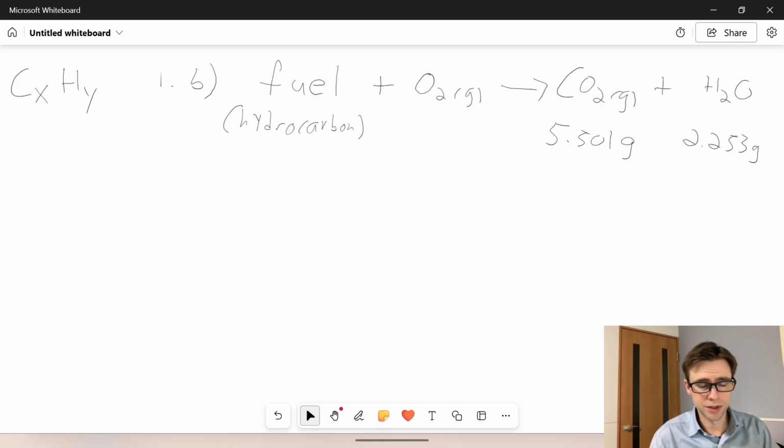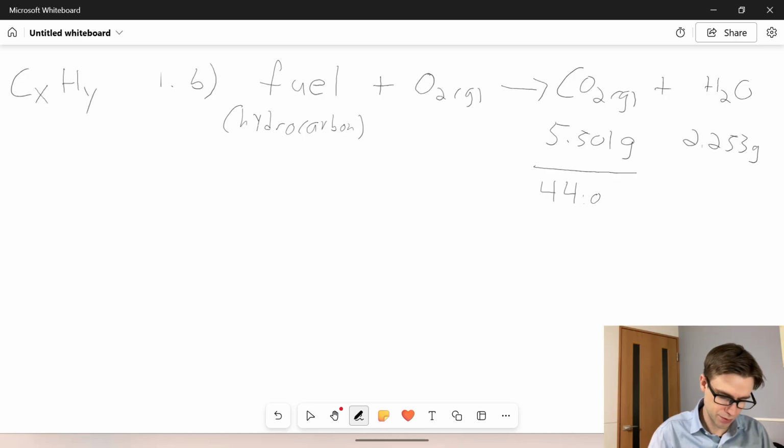But if this is the first time you're seeing this kind of question, it can be really hard to start. But just do what you can do, right? You have masses, you have chemical formula of two products here, CO2 and H2O, so immediately convert those into moles. So 5.501 gram, we will divide that by the molar mass of CO2. That's 1 carbon, 12.01, plus 2 oxygens, 16 each. That ends up being 44.01 gram per mole. And that will be 0.1250 moles.